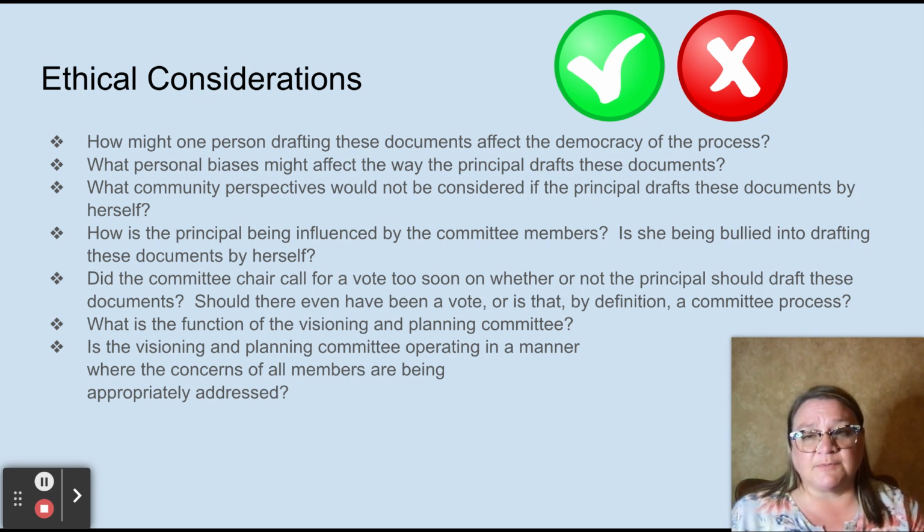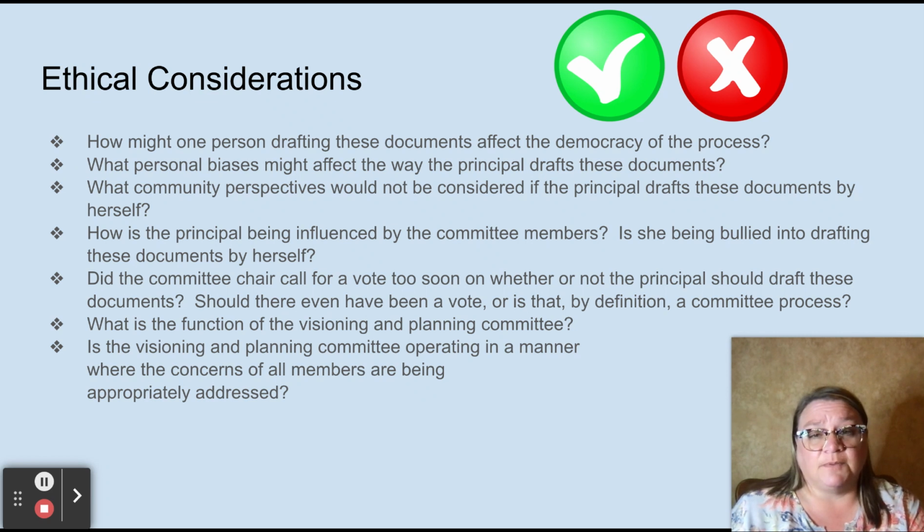And how is the principal being influenced by the community members? Or by the committee members, not community. Is she being bullied into drafting these documents by herself? It kind of felt like she didn't have much say in it. Did the committee chair call for a vote too soon on whether or not the principal should draft these documents? It didn't seem like there was a lot of discussion about it.